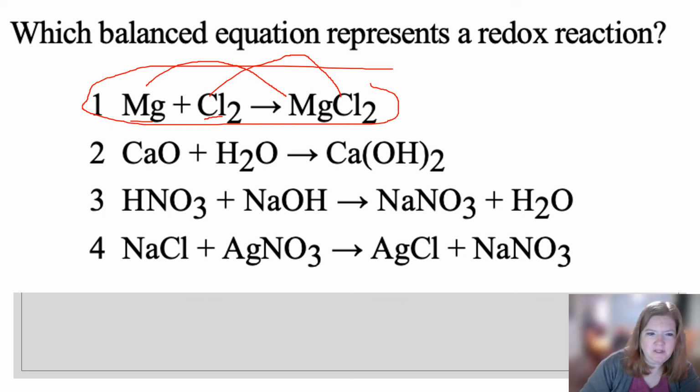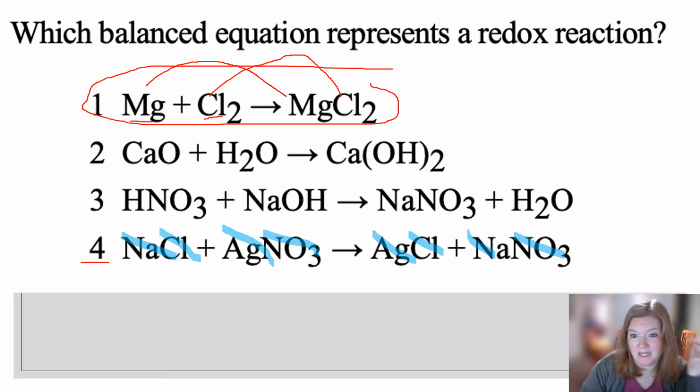And let me just show you why this one, number 4, is not a redox. Remember spectators, the things that were in compounds on both sides, we cross out? Watch this. NO3, NO3 in a compound. Ag in a compound, Ag in a compound. Cl in a compound, Cl in a compound, Na in a compound. Hold up, I literally cross out everything. There's nothing left to be oxidized or reduced.